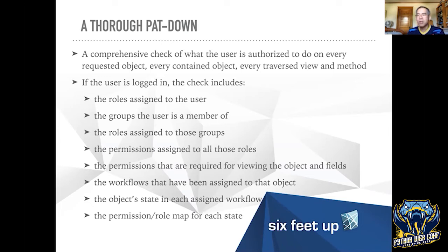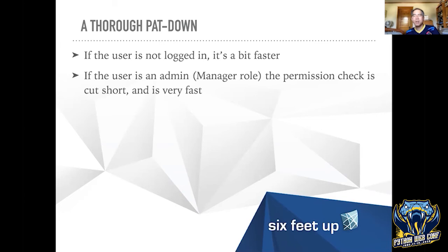A comprehensive check is done on whatever a user is authorized to do on every single object, every contained field, every traversed view and method. Plone looks at the roles assigned to the user, the groups the user is a member of, the roles assigned to the groups, permissions assigned to the roles, and so on. It's a very comprehensive security check. Of course, that does come with some computational cost. If the user is not logged in, it's a bit faster. And if you're an admin user, of course, your permission check is very, very fast because it just doesn't happen at all.